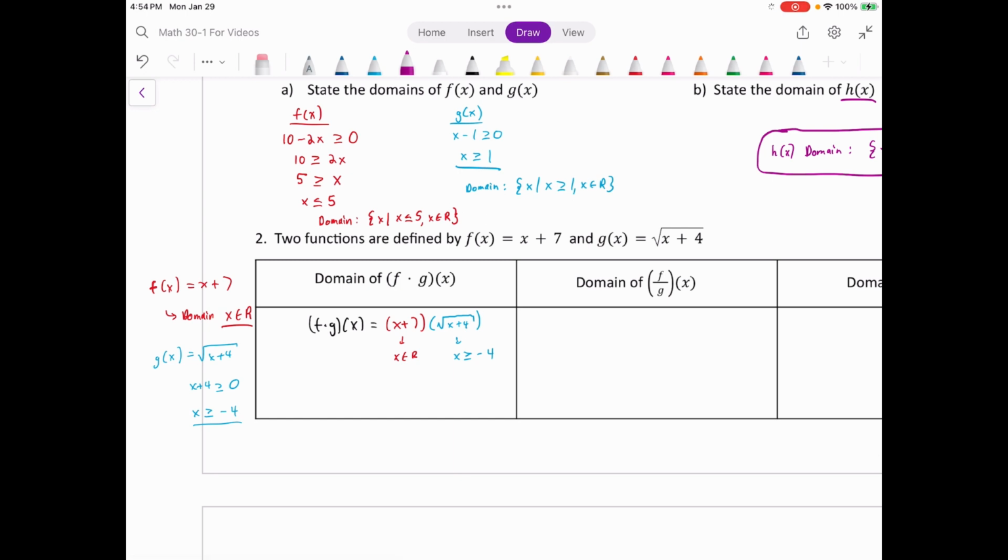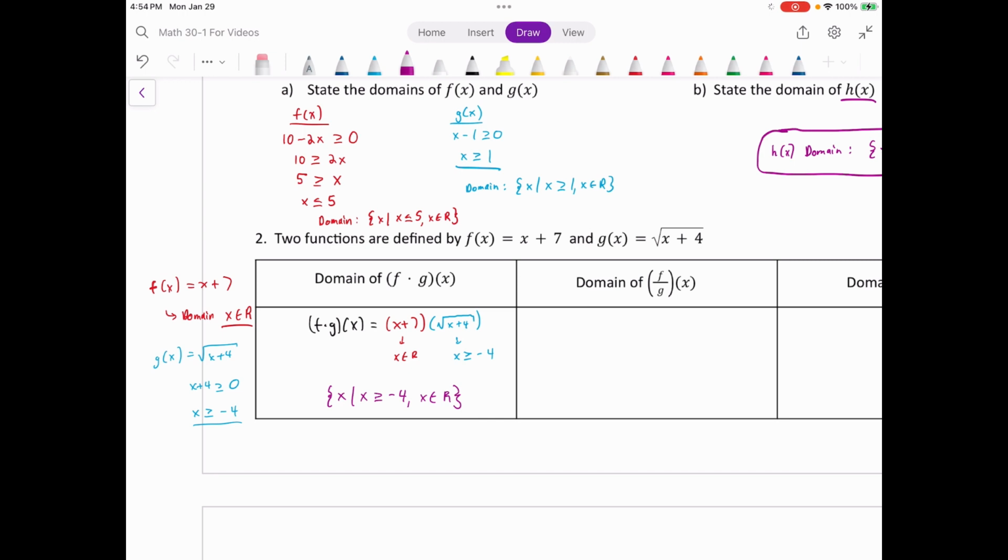So our domain for f times g of x would be the set of all x's such that x is greater than or equal to negative 4. This domain just needs to include the domain of both of these. This one, no problems, x could be any real number. This one, x needs to be greater than or equal to negative 4. So does this satisfy both of these? Yeah, it isn't breaking any rules here. In fact, that's where it came from. So that's the domain there.